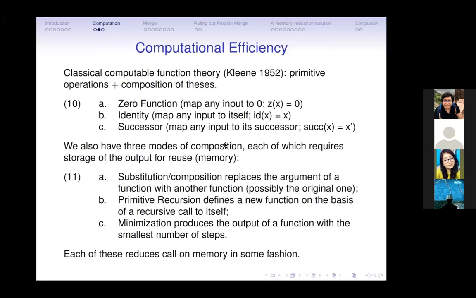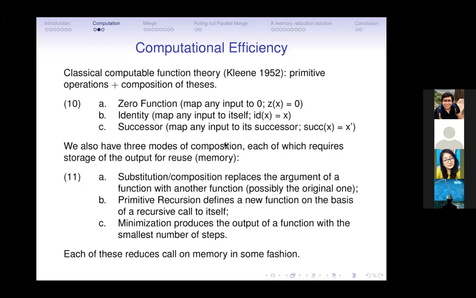So classical computable function theory, I'm not going to go through this, but what it basically tells you to do is to come up with a set of as minimal operations as you possibly can, and then as minimal modes of combining those operations as you can. So for example, a minimal operation might be: any number, anything you get, map it to 0. Or anything you get, map it to itself. Or for numbers, any number you get, map it to that number with a dash after it. So you can see these are very, very simple operations.